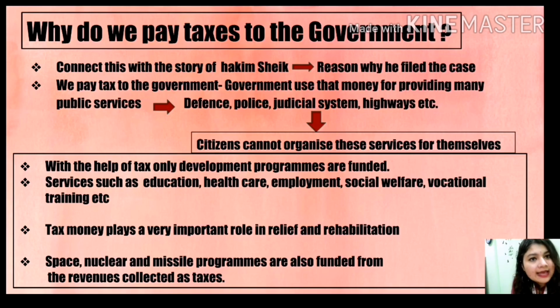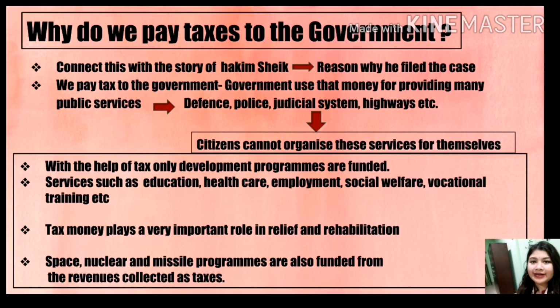We are paying tax, and with the tax, the government is providing public facilities like defense, police, judicial system, highways, because these are some of the facilities which we can't organize by ourselves. The government has to organize these facilities for us. Then with the help of the tax, the government develops funds to provide services in sectors like education, healthcare, employment, social welfare, and also gives skill development training, that is vocational training, to the people.